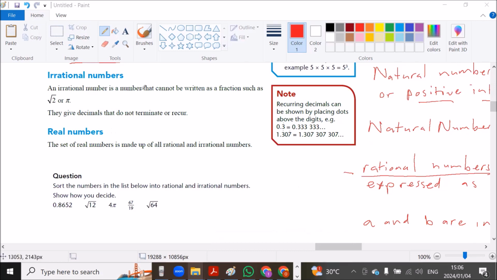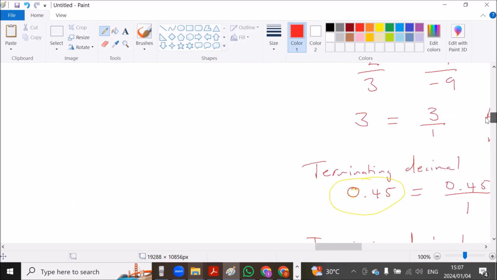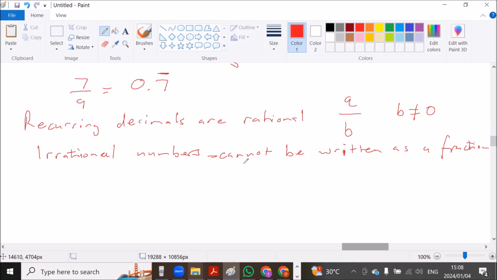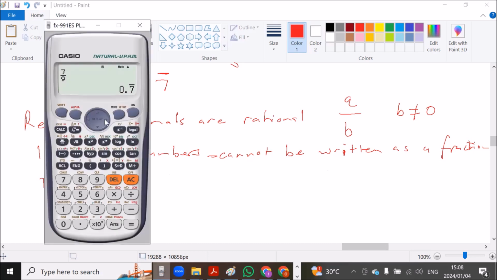An irrational number is a number that cannot be written as a fraction, such as √2 or pi. So we have numbers that cannot be expressed as a fraction. Examples are pi. So if we go to our calculator and we say shift pi is equal to, this goes on and on in a random fashion. It does not have a pattern. Numbers are without a pattern. So we call these irrational numbers.